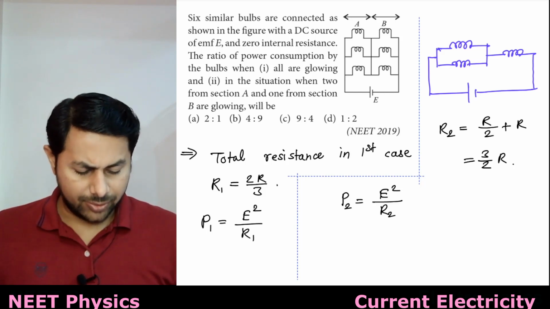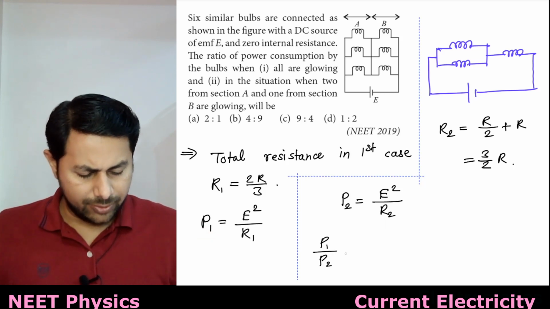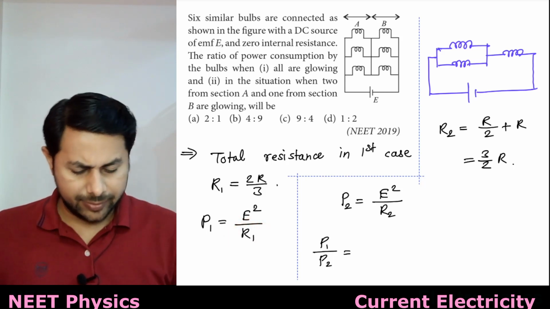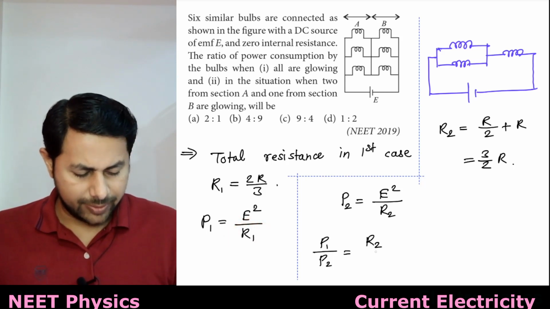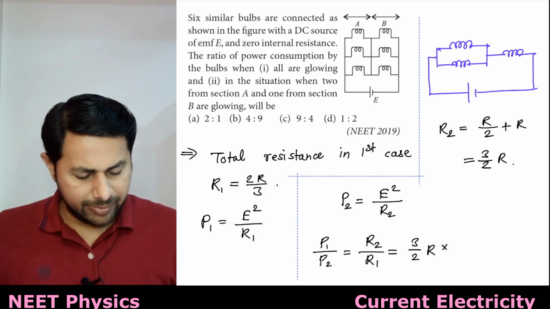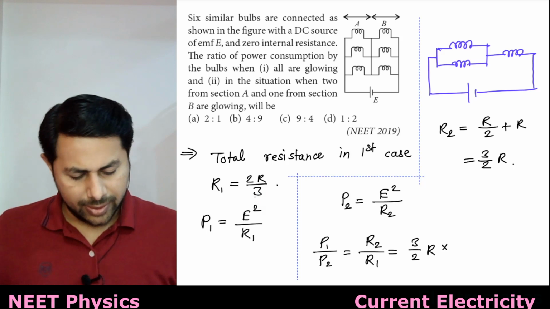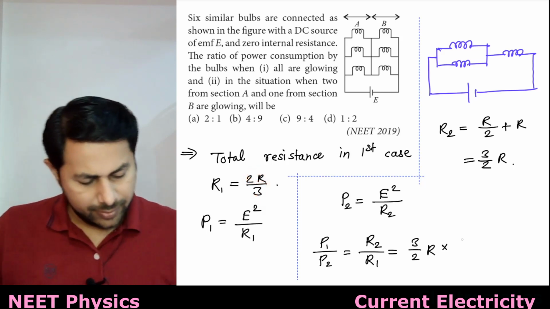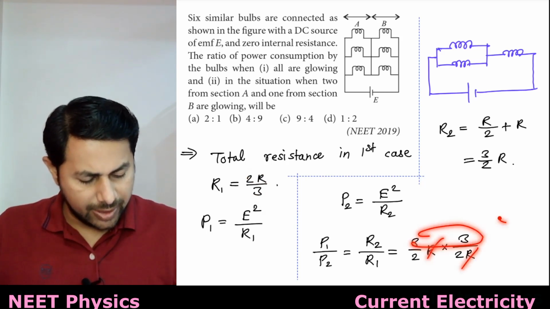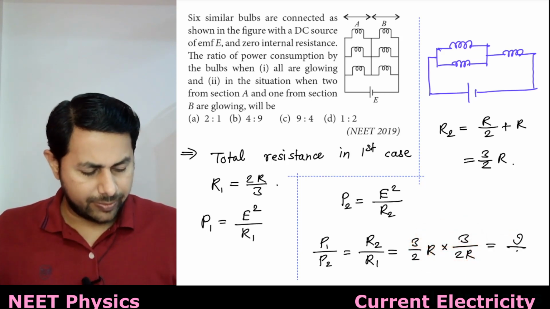Therefore, if you take the ratio of P1 to P2, what do you get? P1 to P2 is inversely proportional to R1 and R2, right? So this is R2 by R1, and that's equal to 3 by 2R divided by 2R by 3, multiplied by its reciprocal, that is 3 by 2R times 3 by 2R. So R gets cancelled. So it's 3 square, 9, divided by 2 square, 4. So it's 9 by 4. 9 by 4 is the answer.